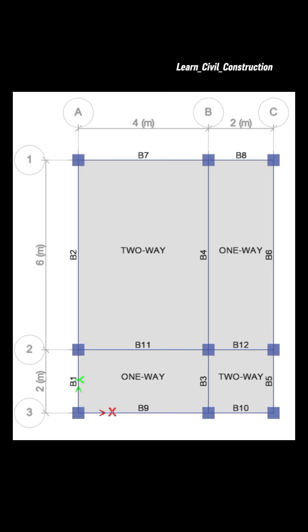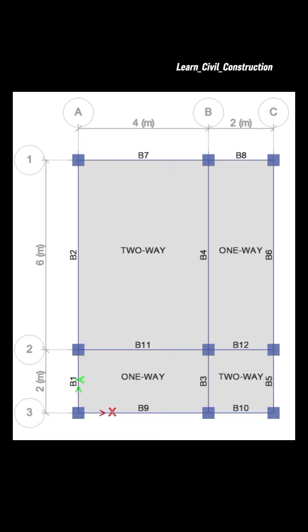Just like this example you have here, like the first panel, if you do 6 divided by 4, you're going to have 1.5, so it is less than 2, that's a two-way slab. The other one, 6 divided by 2, you are going to get 3, which is greater than 2, which means it is going to be designed as a one-way slab.